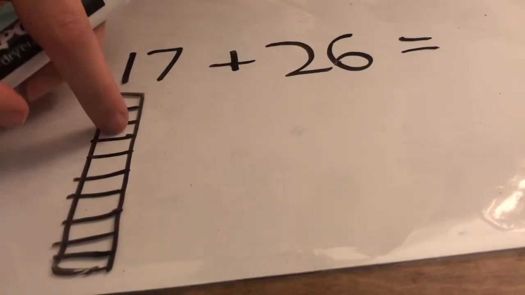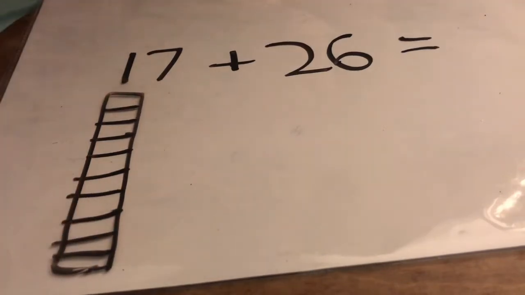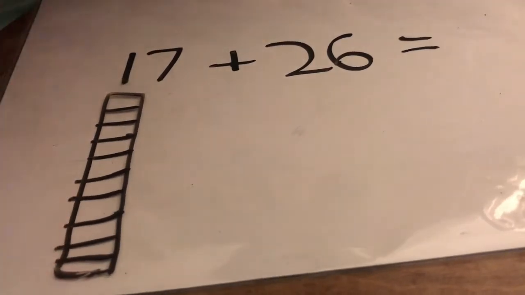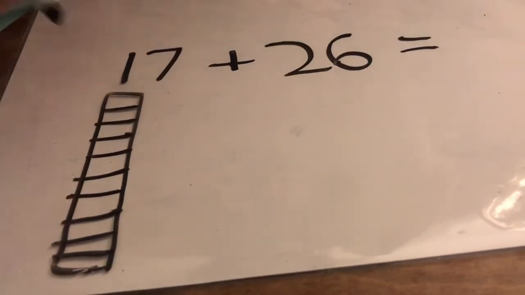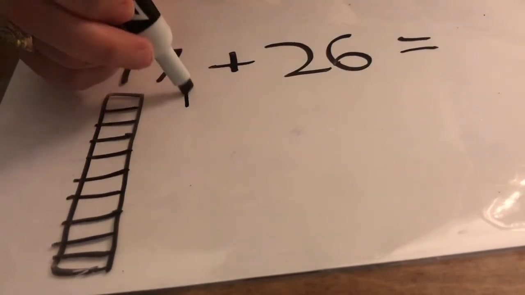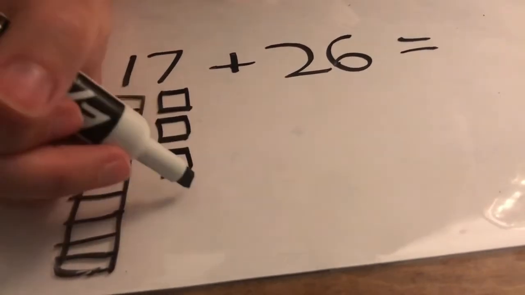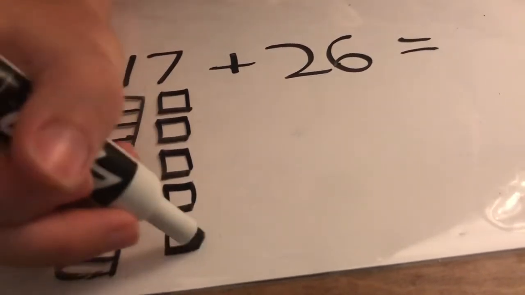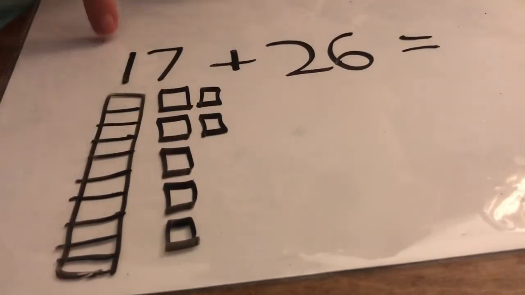1, 2, 3, 4, 5, 6, 7, 8, 9, 10. So we have 10 ones all together here in this 10 stick, and then we're going to have 7 individual ones. 1, 2, 3, 4, 5, 6, 7. So 17, or 1 ten and 7 ones.